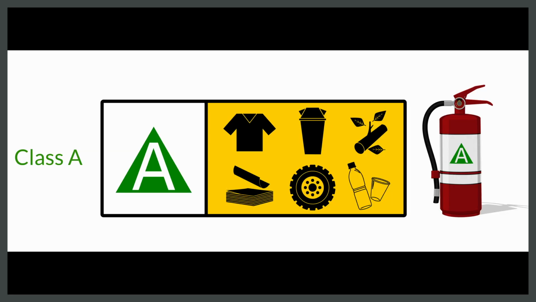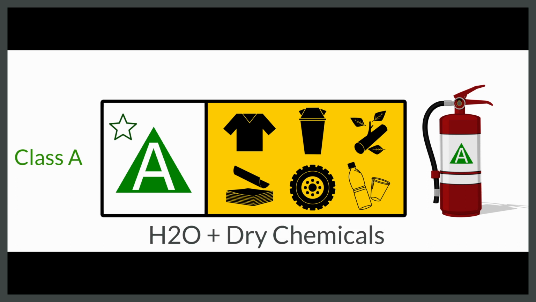Class A fire extinguishers target fires from solids like wood, cloth, and paper. They have a specific pictogram for identification. While water is the primary agent to combat these fires, dry chemicals work too. Recall their use with the mnemonic A equals ash.